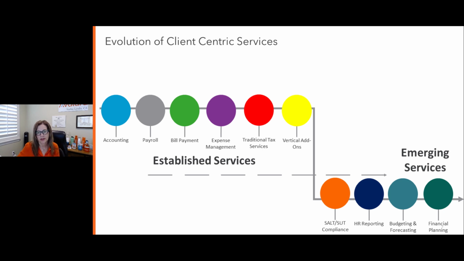Your CAS practice, there's traditionally a lot of services that firms have offered: accounting, payroll, bill payment, expense management, the traditional tax services. But what has really changed is some of the emerging services that are now being offered around HR, reporting, budgeting, forecasting, and financial planning. And one of the areas on there is SALT, which is state and local tax, or sales and use tax compliance services, which is one of the new areas, and one that we at Avalara are very focused on because that's kind of our bread and butter. So we're going to pivot a little bit the rest of the presentation and focus more on the sales tax compliance area. But CAS overall is the fastest growing area in a lot of firms, because of these emerging services. It's about the demands that is driving this.